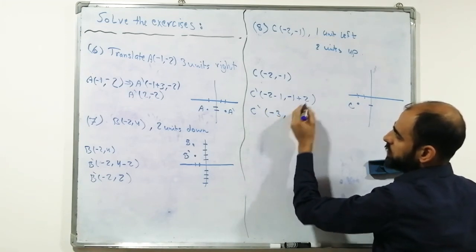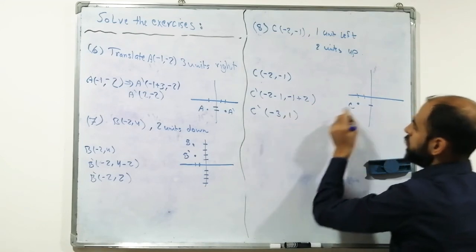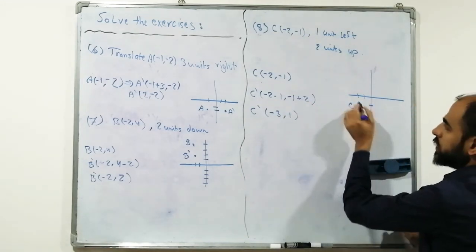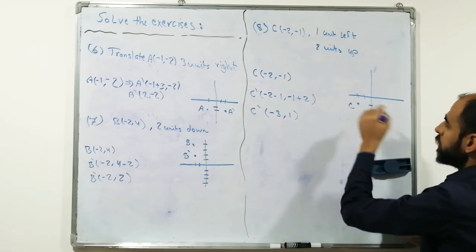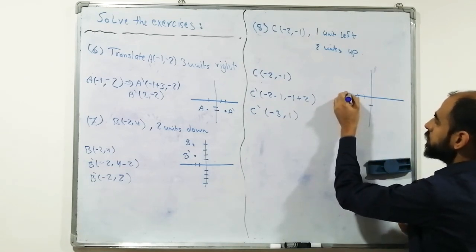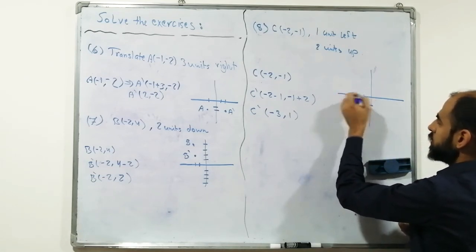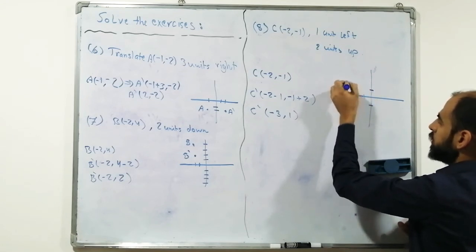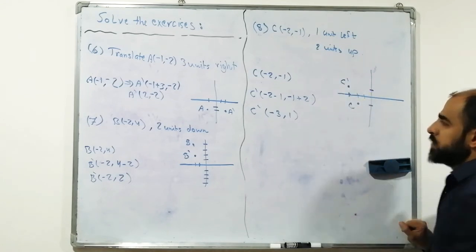And for y we have different signs: 2 minus 1 is 1. Then the point C dash will be (-3, 1). Here is the point (-3, 1). This is the point C dash.